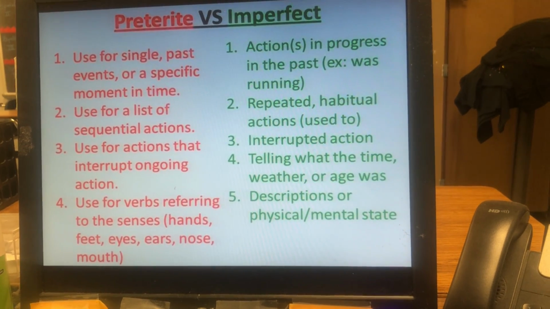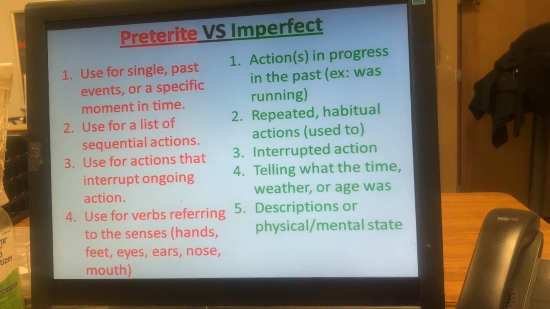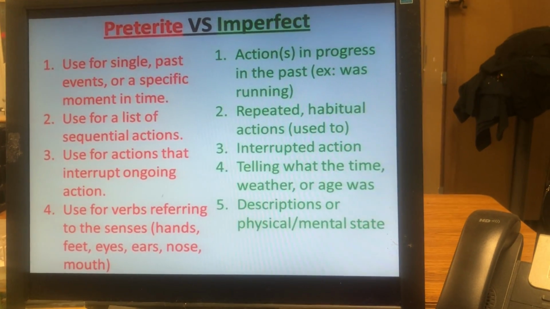So I was walking to the store when I fell. So the I fell part is the preterite. Okay, the I was walking to the store part is the imperfect.